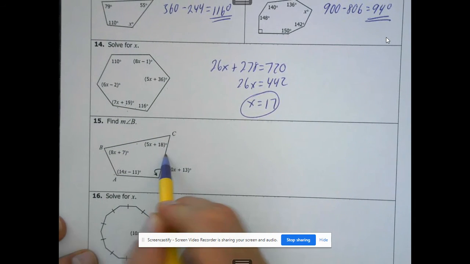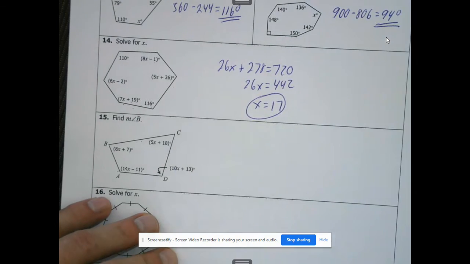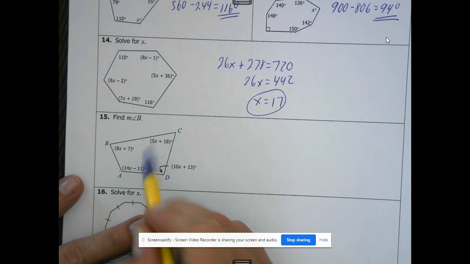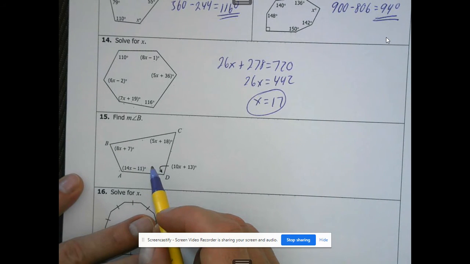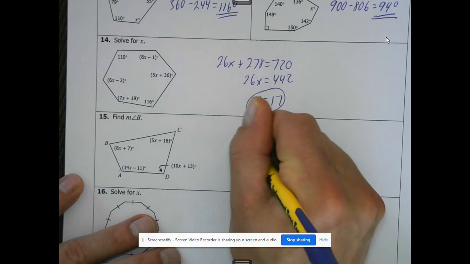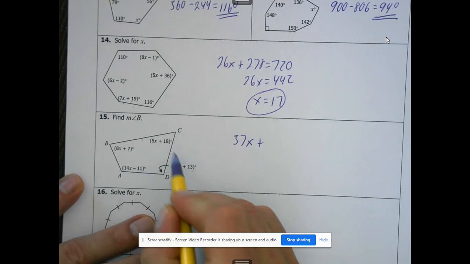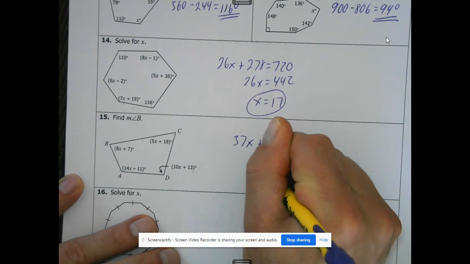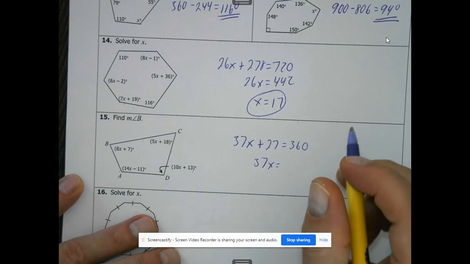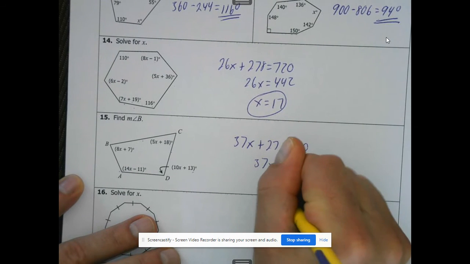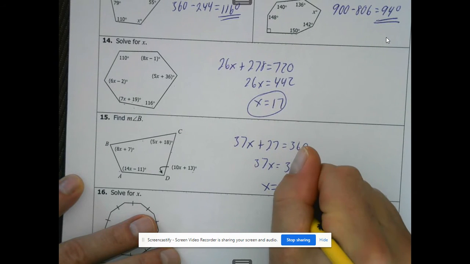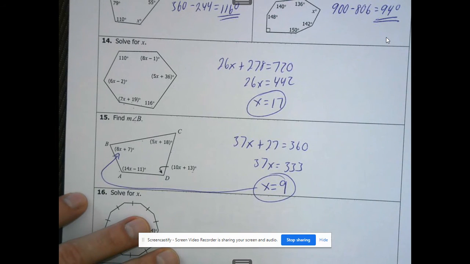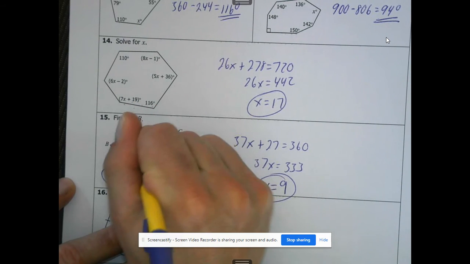15, 1, 2, 3, 4. 4 sides is a quadrilateral. Quadrilaterals add up to 360. Combine like terms, add up all your x's. You have 37 x's. Constants add up to 27, equals 360. Subtract the 27 over, gives me 333. And then 37 goes in there 9 times. However, it wants angle B. Take that 9, plug it into angle B. That comes out to be 79 degrees.